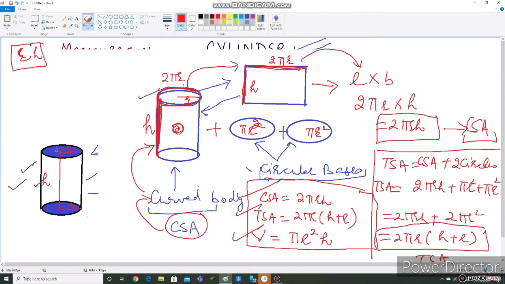And one more thing, students, you should always imagine, as this is the height of the cylinder, height and radius are always perpendicular, here also, here also. Because height is always perpendicular to radius, the cylinder is also known as a right circular cylinder. Right means a right angle. Circular means it has got circular bases, and cylinder means it has got cylindrical shape.